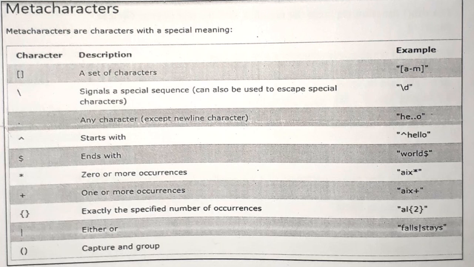Then we have starts with. Just now we have seen that whenever we want the starting of the particular line to be with a specific word, then we are making use of starts with. Then the next one is dollar, which is used to indicate ends with, whenever we want the sentence to end with world. So just see the example, world.